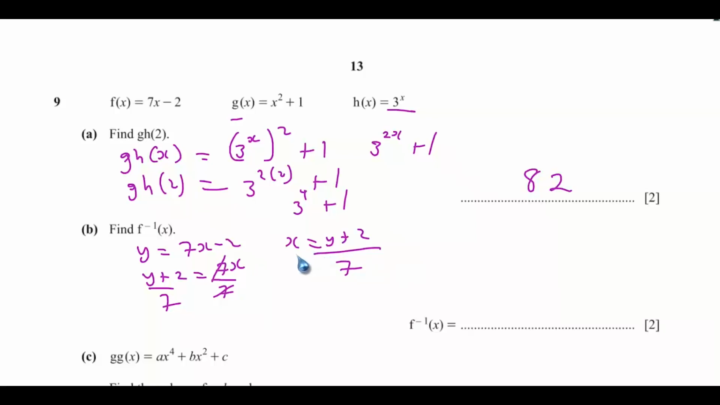Now replace x with f inverse of x, so you have it like this. Then replace y with x. So f inverse of x will be x plus 2 over 7. So that is the final answer. We've done this several times.